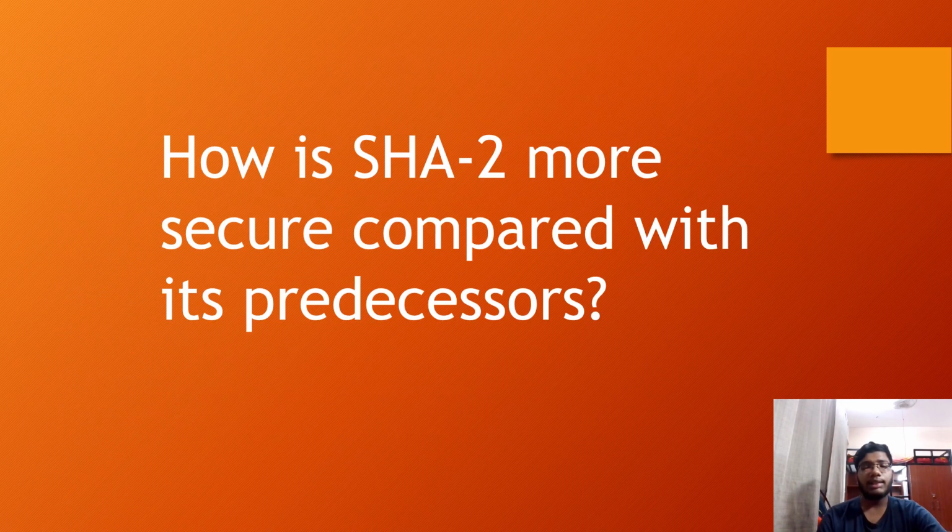So, how is SHA-2 more secure compared to its predecessors? This is because SHA-0 and SHA-1 both produce only 160-bit long hashes, having a shorter length. The hash values that they produce have a lower number of different combinations, which makes them more susceptible to collision.